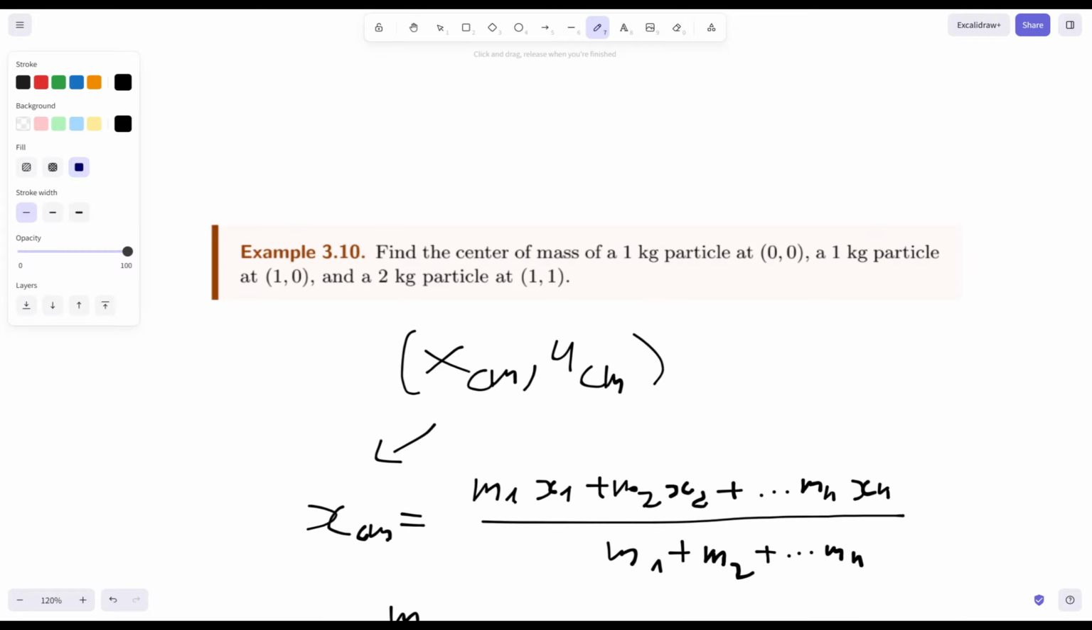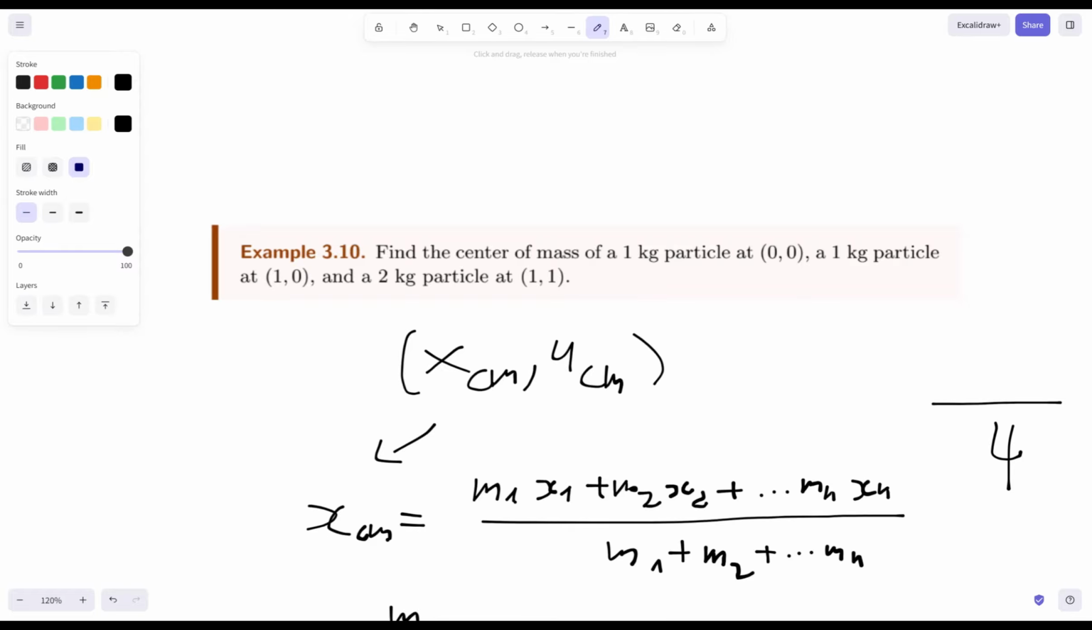So the center of mass: 1 kg particle at 0, 0. So 1 multiplied by 0 is 0, 1 multiplied by 0 is 0. So for the first term, both of them will be 0. Also, by the way, I think you should start with the denominator. The denominator is where you just sum all the masses. You can just see 1 plus 1 plus 2 is 4. So the first term is 0.